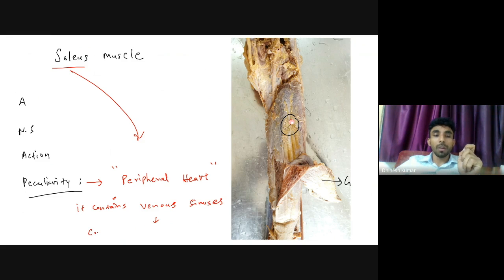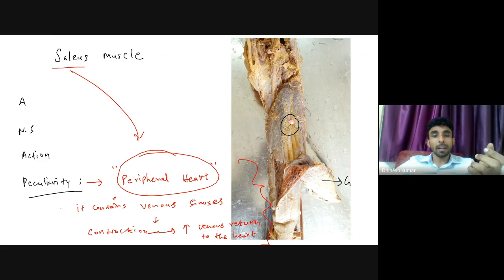When these venous sinuses contract, it results in compression, so that there is increased venous return to the heart. Because of this pumping action of the soleus muscle, this muscle is called the peripheral heart. That is the peculiarity of soleus muscle.